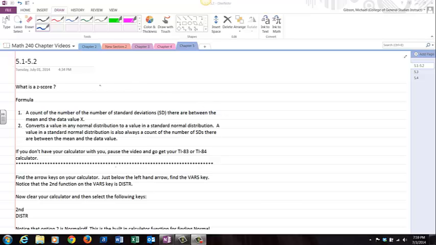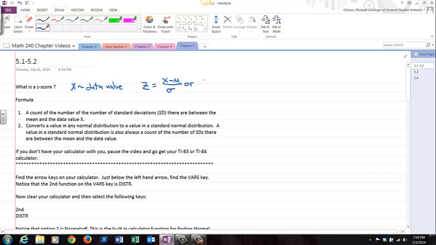All right, sections 5.1 and 5.2. A few preliminaries here. First, what is a z-score? Well, assuming that x stands for the data value, which it pretty much always does, then the z-score is x minus the mean divided by the standard deviation.